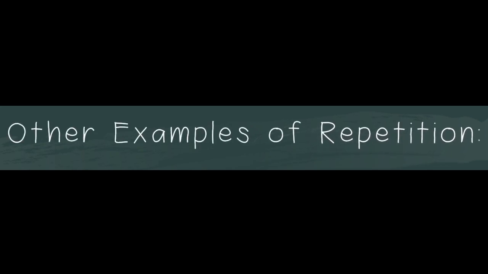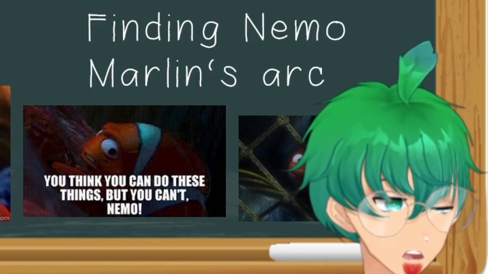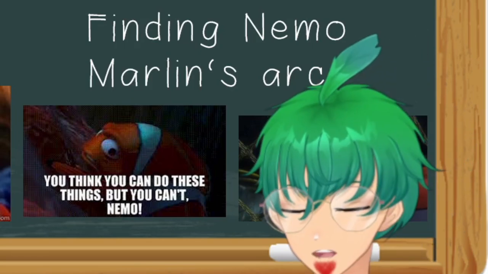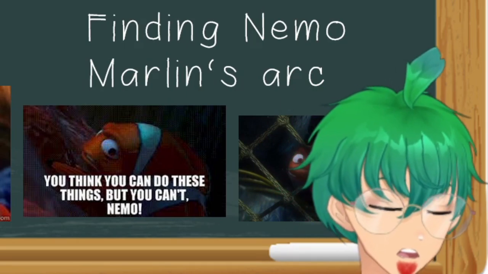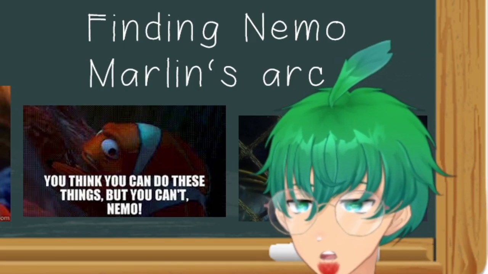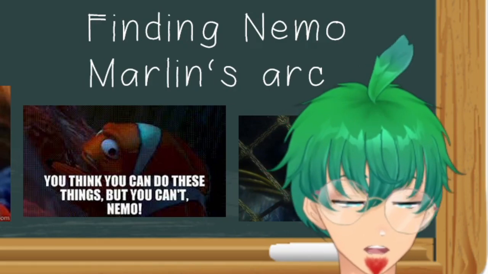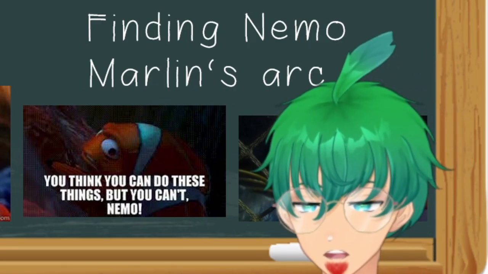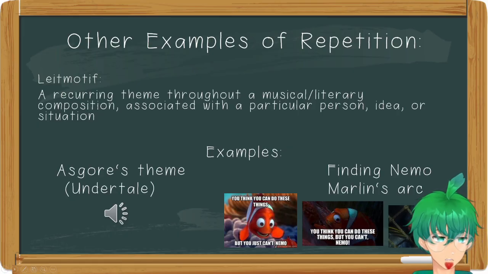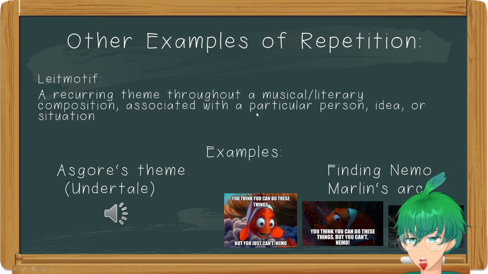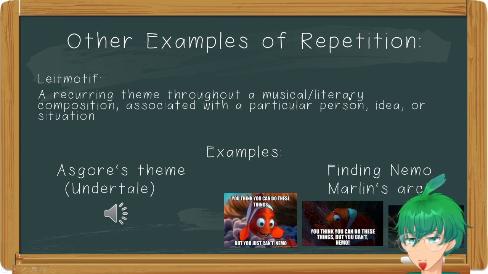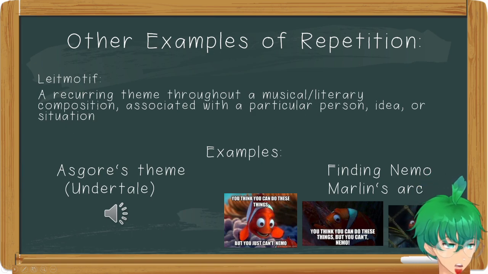What are some other examples of repetition then? Because repetition is a very powerful tool in a writer's toolkit. It's kind of an extension of the trope or the archetype or the cliche, because having something repeated over and over again emphasizes the point. It makes it more important, more prevalent in our heads. Another example of repetition we have is the leitmotif. You might have heard of this before. It's very prominent in music theory and things like that, and it is a recurring theme throughout a musical or literary composition. We're going to look at some examples of that.